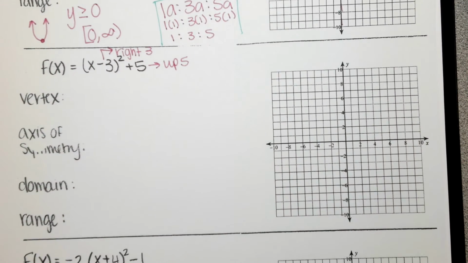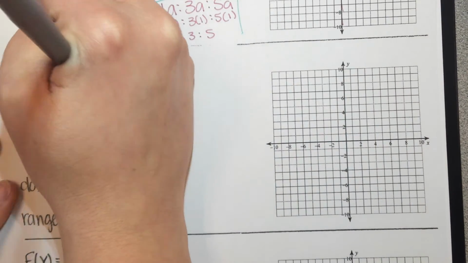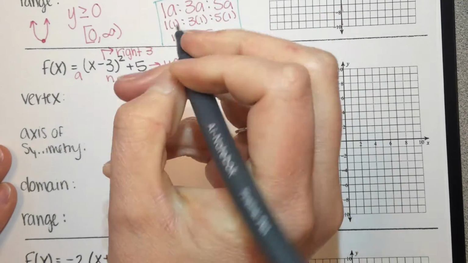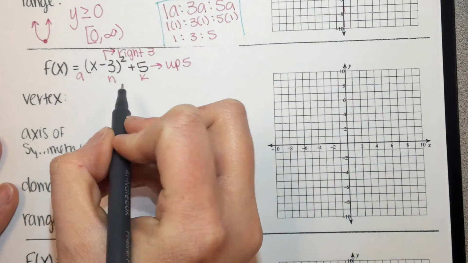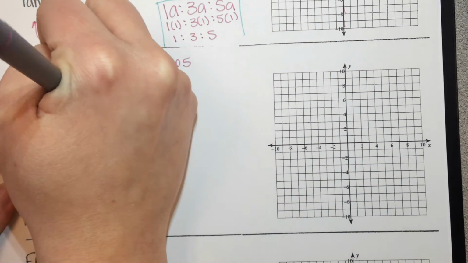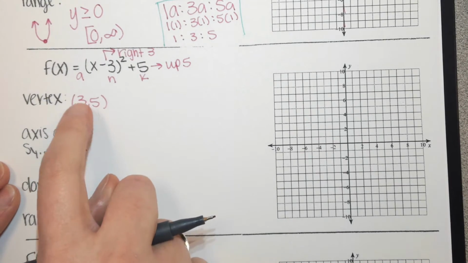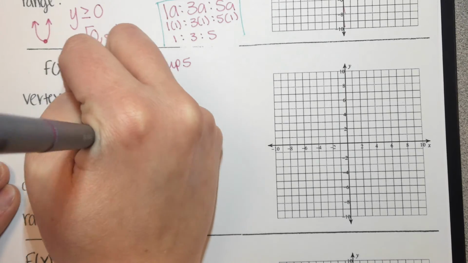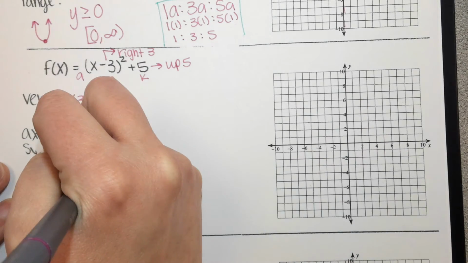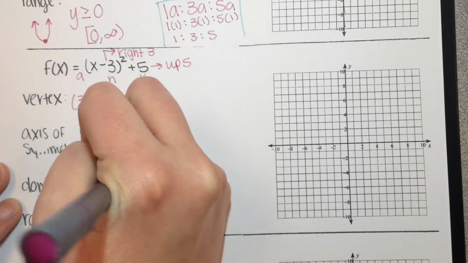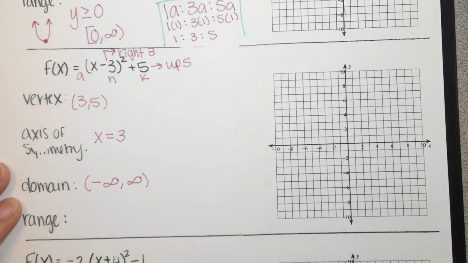Okay, so we can pick out our A, our H, and our K. Our vertex is H comma K. So 3 comma 5. Our axis of symmetry is just x equals our H, so x equals 3. The domain, let's do interval notation, all real numbers.